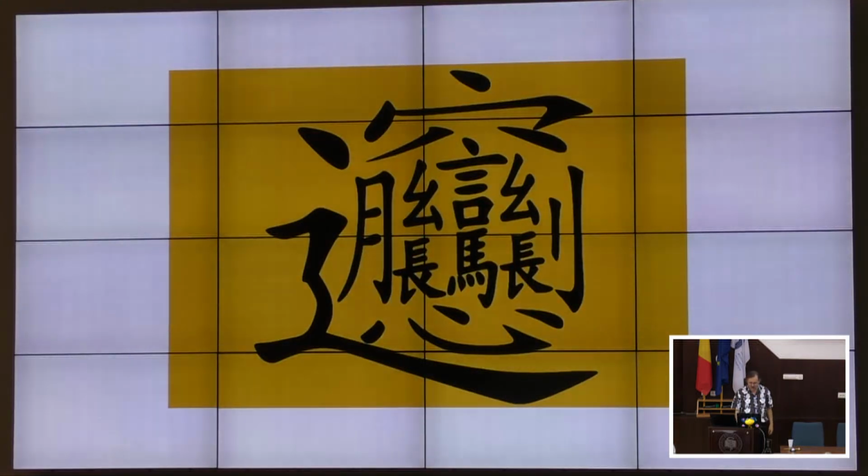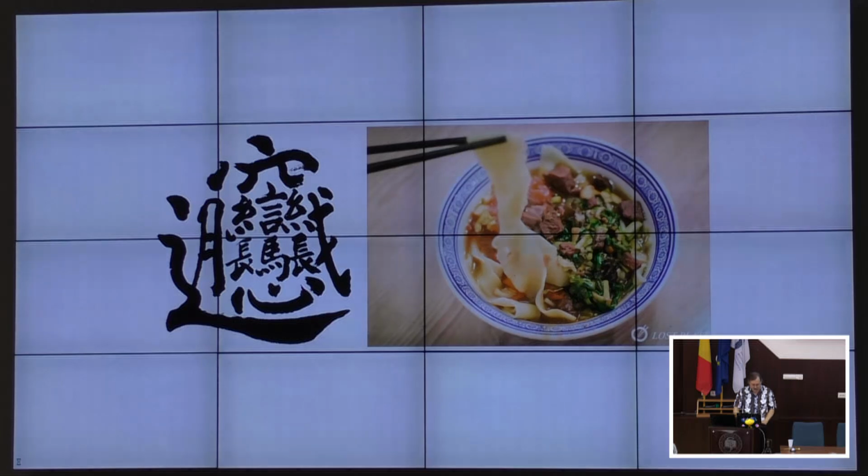And here's what the character looks like. I mean, you see some parts that look a little familiar to you. At least right in here, kind of on the left, you'll notice there's a moon, unless it's meat. What this actually is, is a kind of noodles, and this is a picture of those noodles.